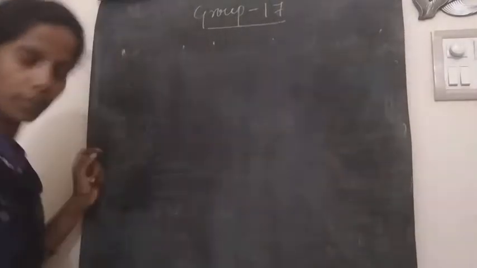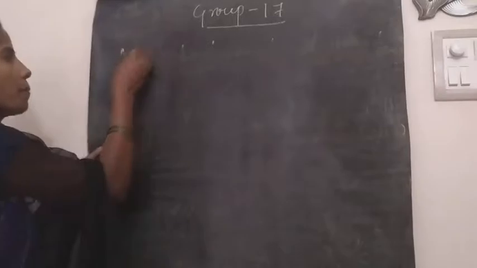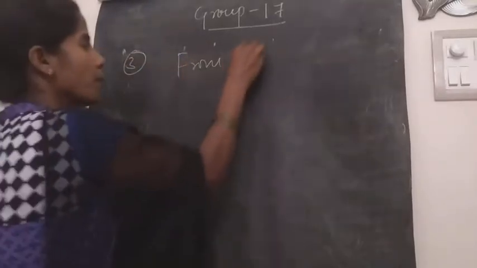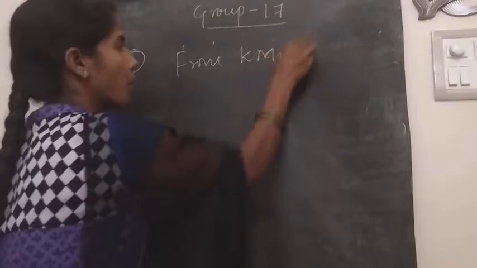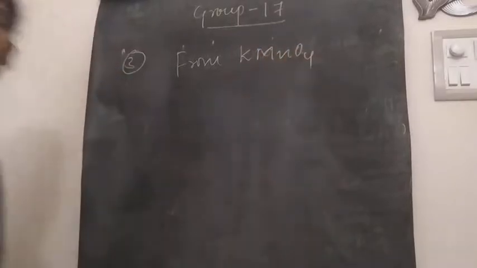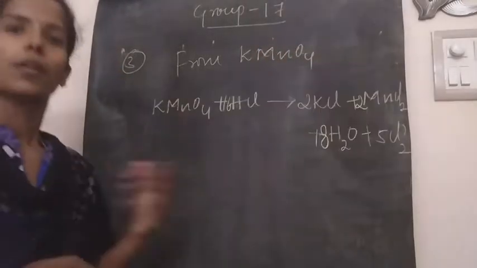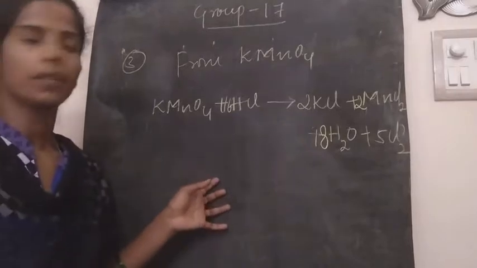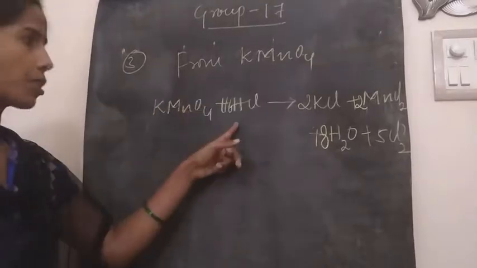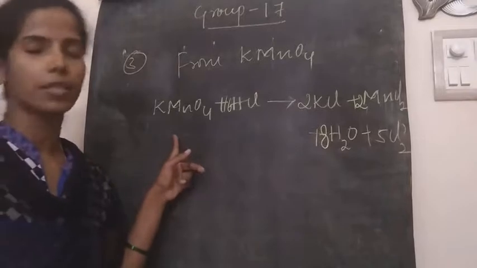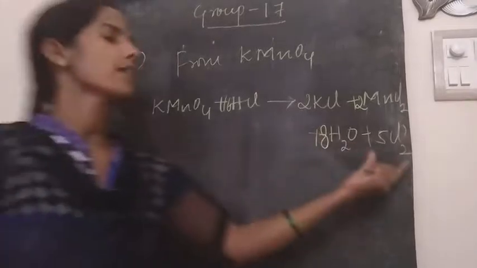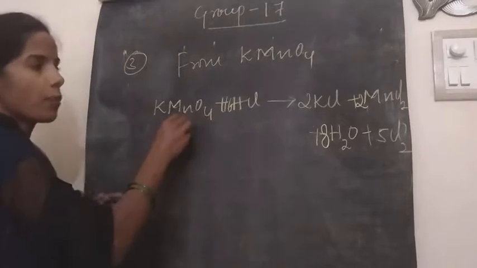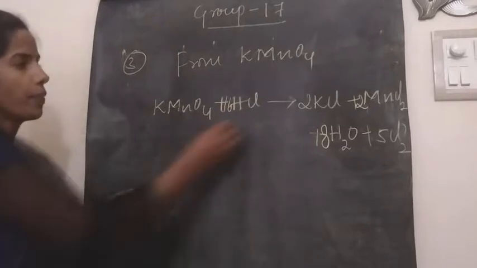In preparation I left out one more, that is from potassium permanganate. The third preparation is from KMnO4, potassium permanganate. By the action of HCl on potassium permanganate, that is KMnO4, Cl2 gas is released.